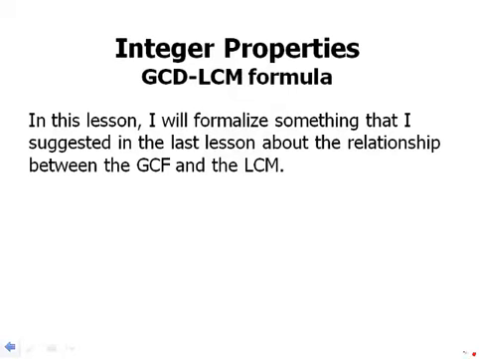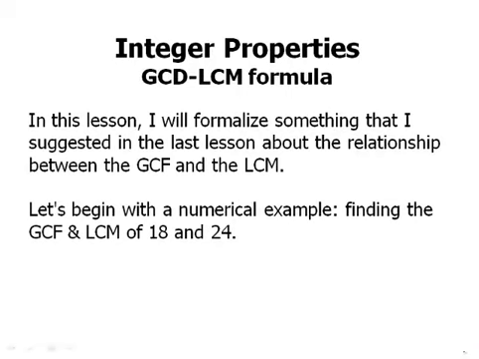In this lesson, I will formalize something that I suggested in the last lesson about the relationship between greatest common factor and least common multiple. Let's begin with a numerical example, finding the greatest common factor and least common multiple of 18 and 24.